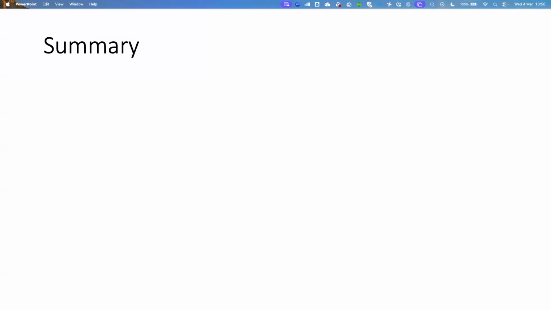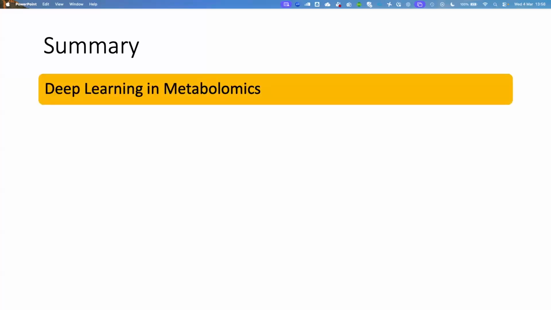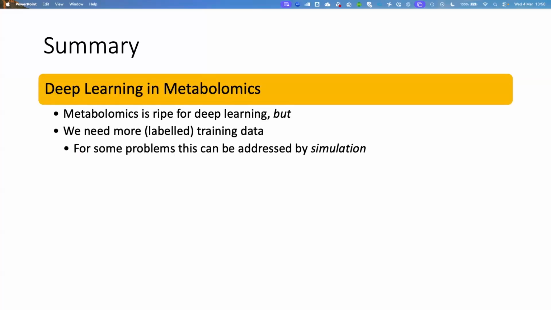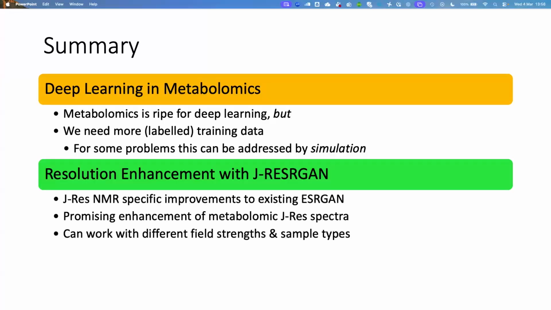So I'm going to finish there and just give you a quick summary. If we think about deep learning and metabolomics, I would say it's ripe for these things. What we're lacking is more labeled training data, but for some problems that can be addressed by simulation. The generator GAN story, we can do something quite nice with improvements to the ESRGAN network that's already out there. It does give you promising resolution enhancement, and it can work with lots of different types of real data.